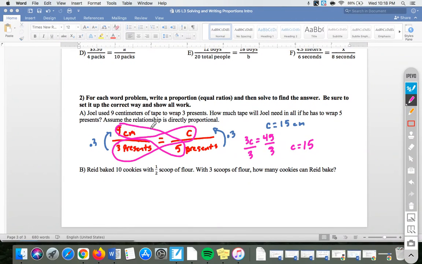Again, I know I can label because if I'm looking just at the label to the left, this is centimeters. That means that the top of this ratio is also going to be centimeters. So either way, you get the same exact answer. Both are completely correct thinking.